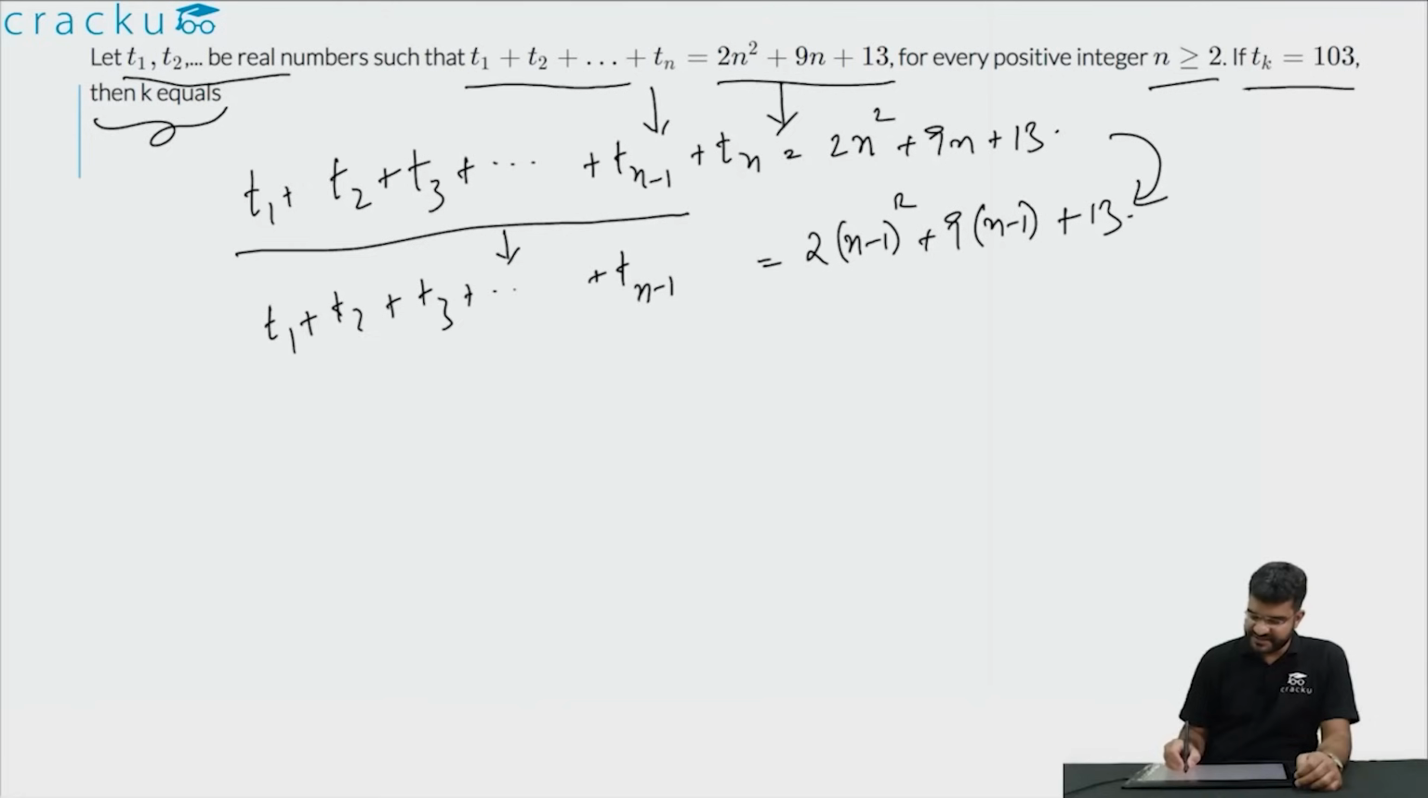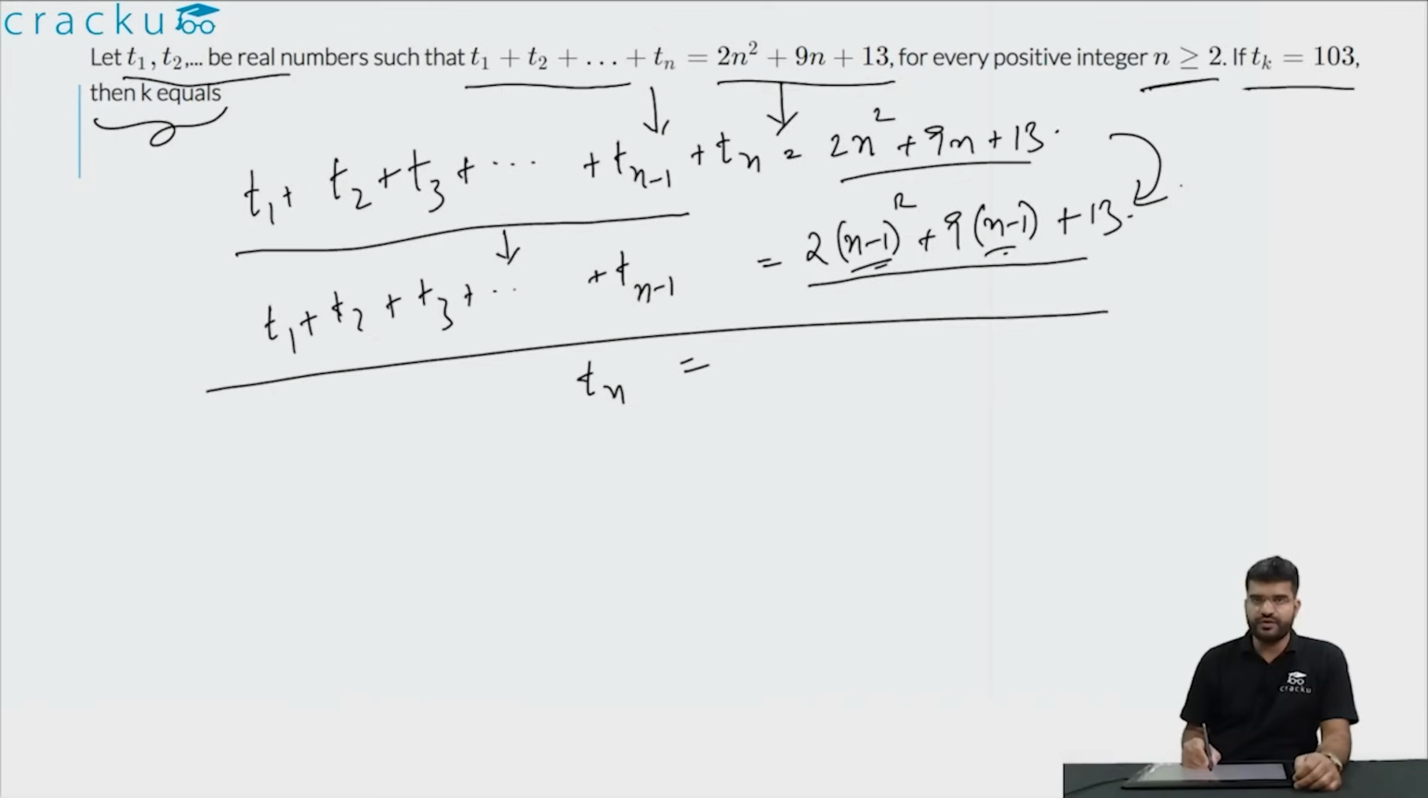What we have done is just substituted n minus 1 in place of n, because we are told that this is true for all positive integers n greater than or equal to 1. If this should be true, we will just substitute n minus 1 in place of n. Now if you subtract both of them, you are going to get tn on the left hand side. So this equals 2n square plus 9n plus 13 minus of [2 into (n minus 1) whole square plus 9 into (n minus 1) plus 13]. Let us simplify the RHS over here. This is equal to 2n square minus 2n plus 1 plus 9 into (n minus 1) plus 13.